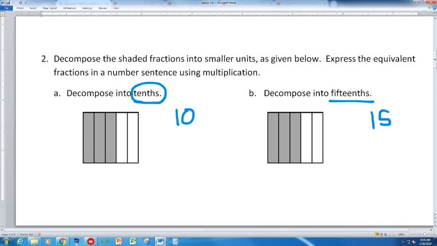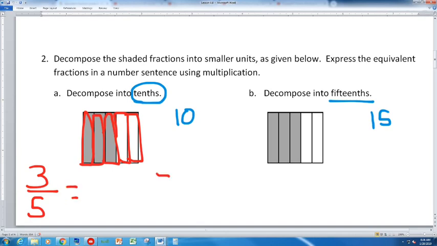Okay, so first thing we want to do is look, like we were doing before, at our columns. How many columns do we have? We have 1, 2, 3, 4, 5. So we have over 5. And how many are shaded in? 3. Now we want to get our fraction to be over tenths. Okay, so our denominator is going to be tenths. Now, in order to find out what we need to multiply by, we need to find out how many times 5 goes into 10.